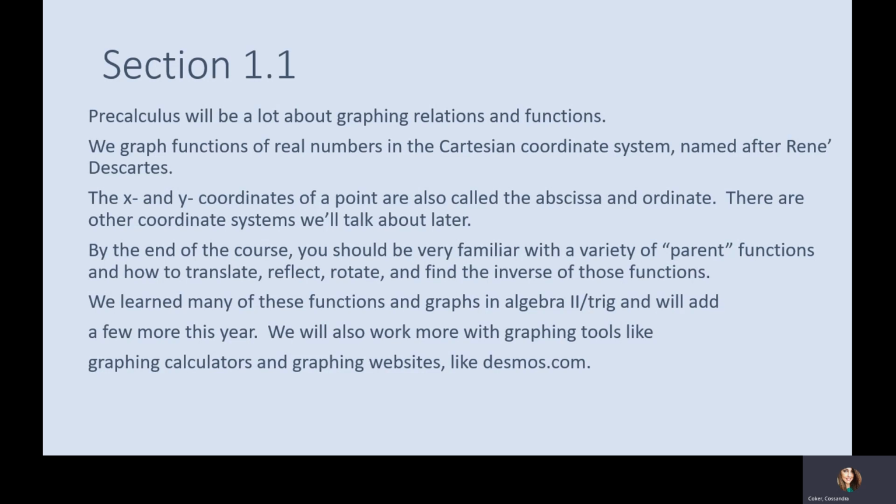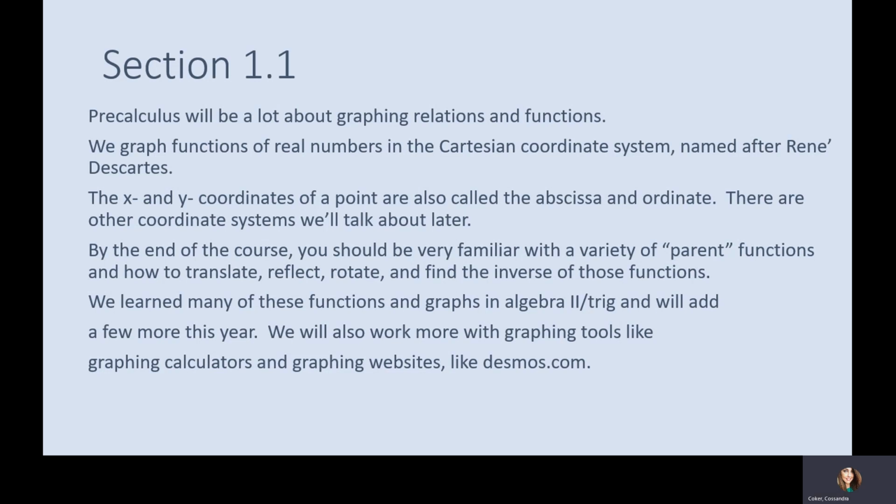All right, in section 1.1, they go back over graphing. So pre-calculus has a lot of graphing in it, and you're going to see a lot about relations and functions in every chapter. Chapter 2 is going to be talking about quadratic functions, polynomial functions. Chapter 3, we look at exponential functions, logarithmic functions. Chapter 4, we start studying trig functions, sine, cosine, graphing, those which we kind of dove into in Algebra 2 trig at the end.